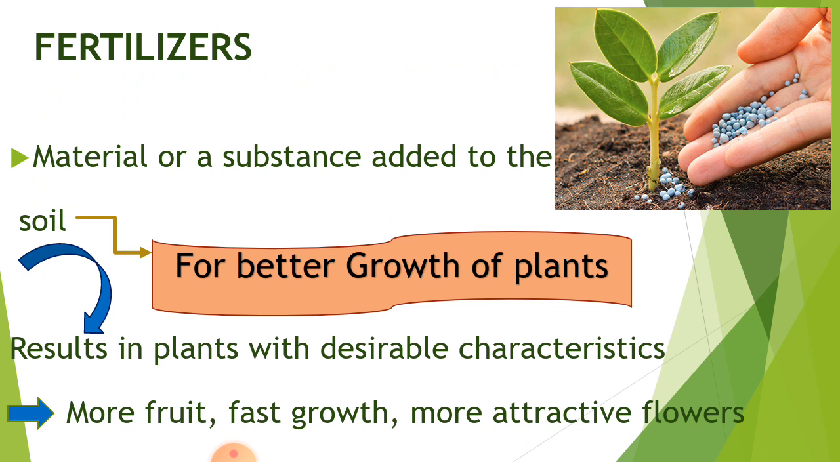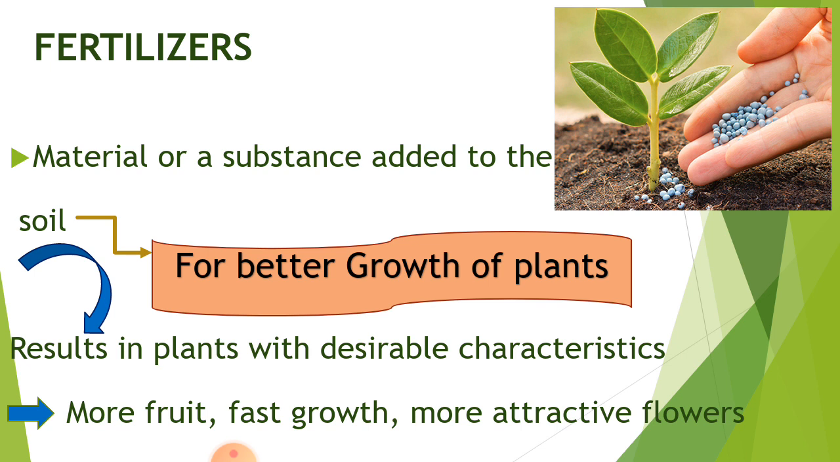Fertilizers. What are basically fertilizers? They are the materials or substances added to the soil. Why? For the better growth of plants, and it results in plants with desirable characteristics. These may be more fruit, fast growth, more attractive flowers, whatever characteristic we want to achieve. For that purpose, we supply fertilizers to the plants.